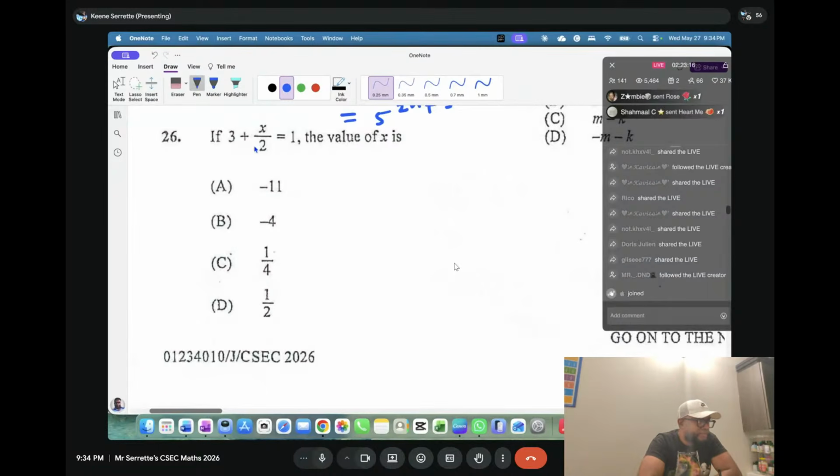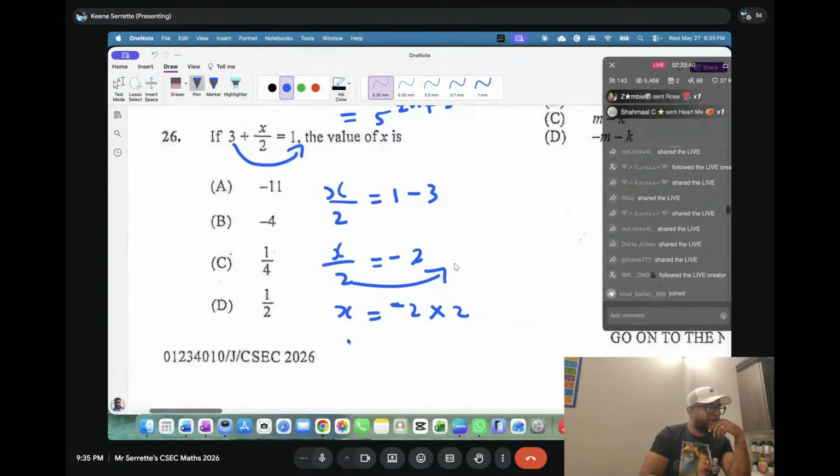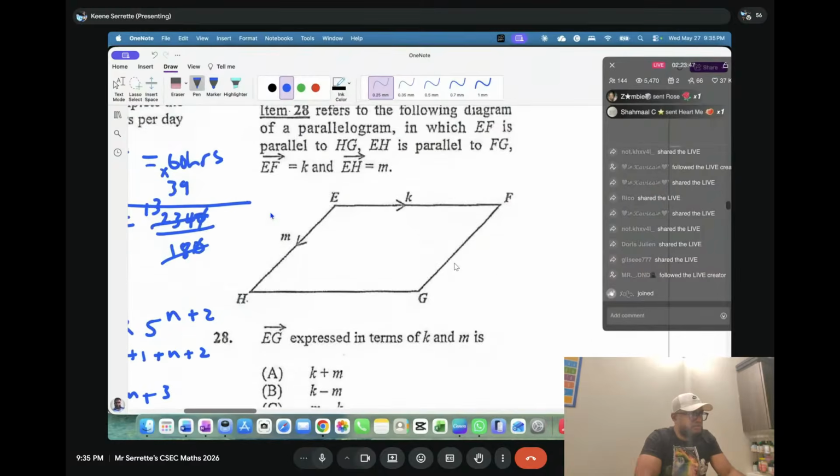Right, let's go. So 3 plus x over 2 is equal to 1. What's the value of x? Where do you carry the 3 there? You'll have x over 2 is equal to 1 minus 3. X over 2 is equal to negative 2. X is equal to 2 multiplied by negative 2. When you carry 2 there, x is equal to negative 4. Proper.